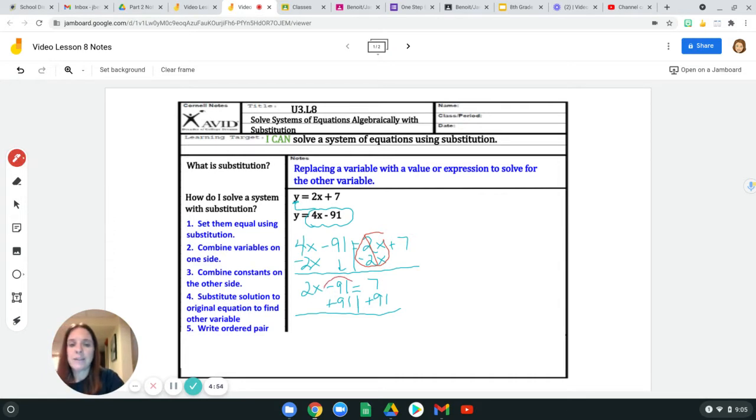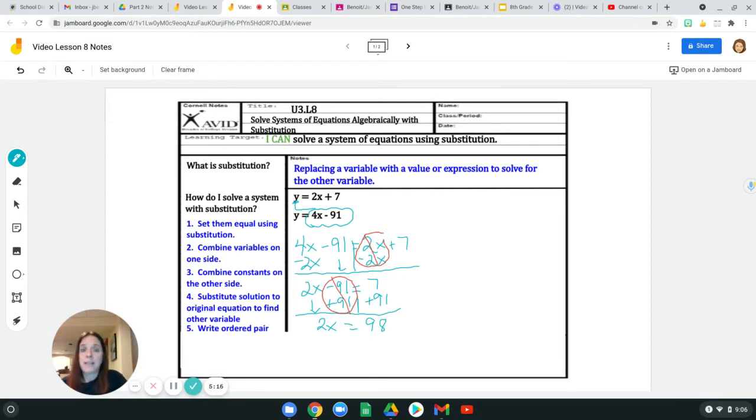Make sure you've made that 0 pair. You have a negative 91 and a positive 91. Yep, that does make 0. So on the left, all we have is our 2x. And on the right, we have a positive 7 and a positive 91. That would make a positive 98.